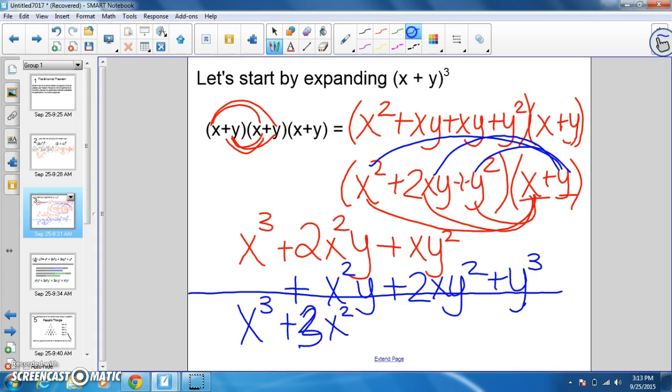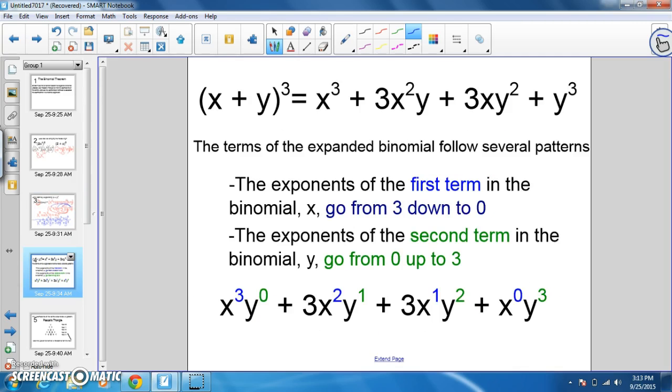3x squared y plus 3xy squared plus y cubed. That is going to be a little bit neater on our next slide. So we can notice some patterns. We have x cubed plus 3x squared y plus 3xy squared plus y cubed.